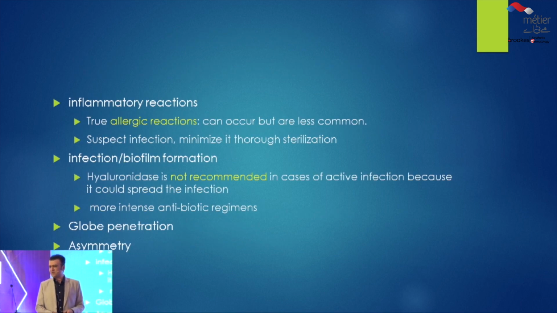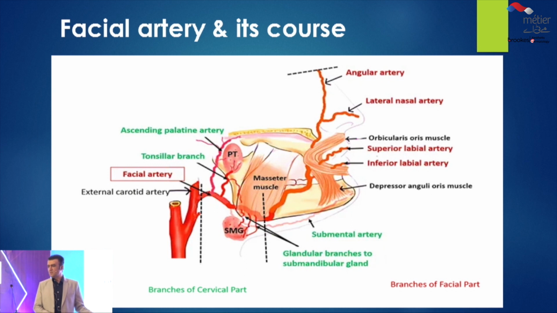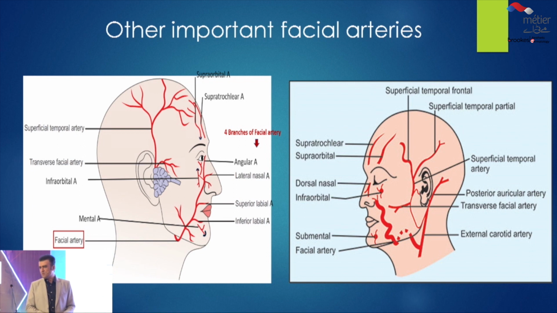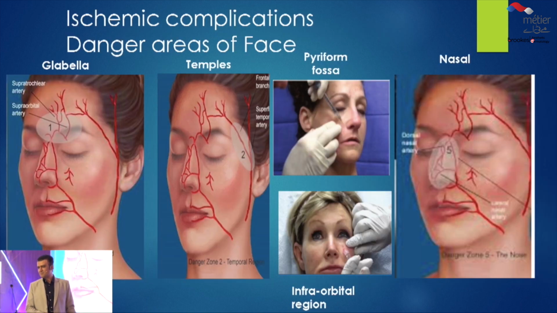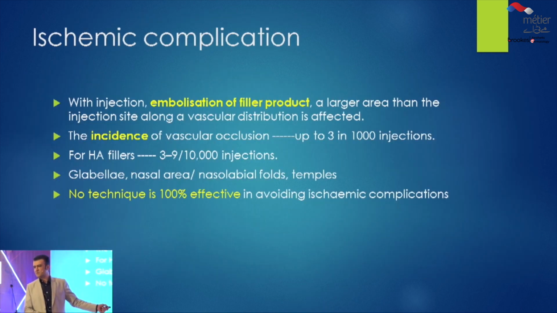Similarly, inflammatory reactions and infections. Now regarding the vascular complications of injectables, you have to know the anatomy of the facial artery, its path, and all the course, and the very important areas, the danger zones. These are certain tributaries and other important facial arteries. So the glabellar area, temporal area, piriform fossa, and nasal vessels.